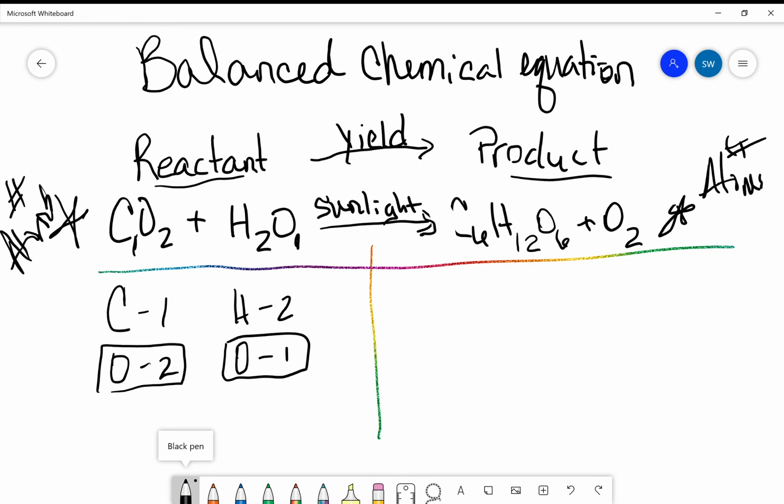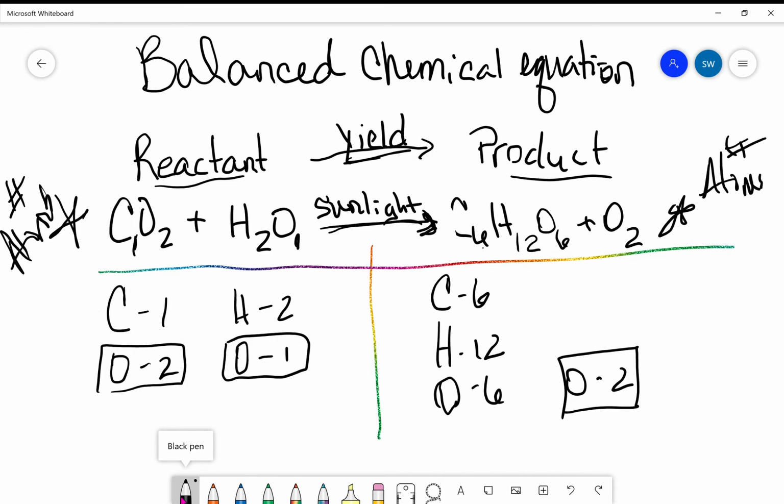Now in our case for photosynthesis, our energy, our yield, is going to be sunlight. So once we have the sunlight and we have the balanced chemical equation and the reactants in place, then the products can take place. Then the products happen by themselves. So then on this side I have carbon. I have 6 of them. Right here's my 6. I have 12 hydrogen. I have 6 oxygen. And then I have 2 oxygen. Okay, again I have oxygen here and oxygen here.